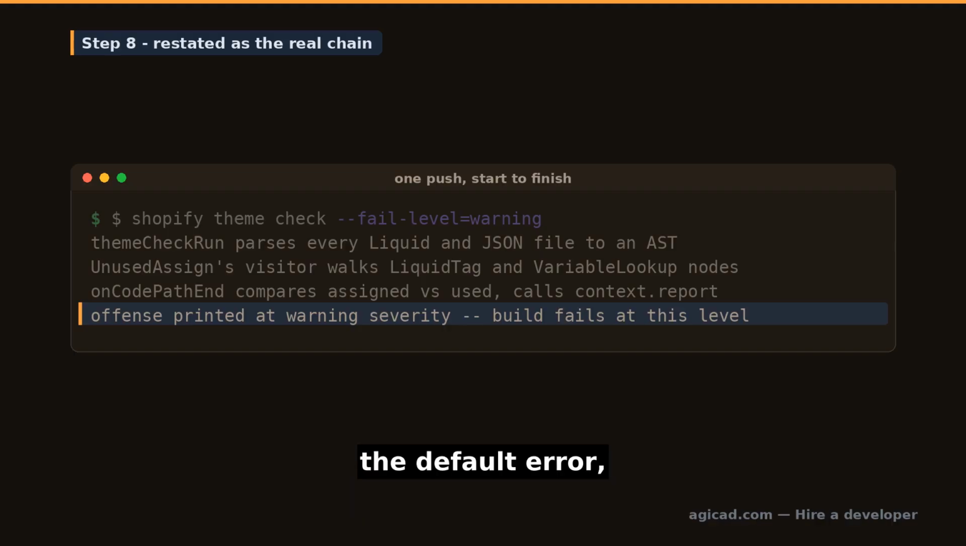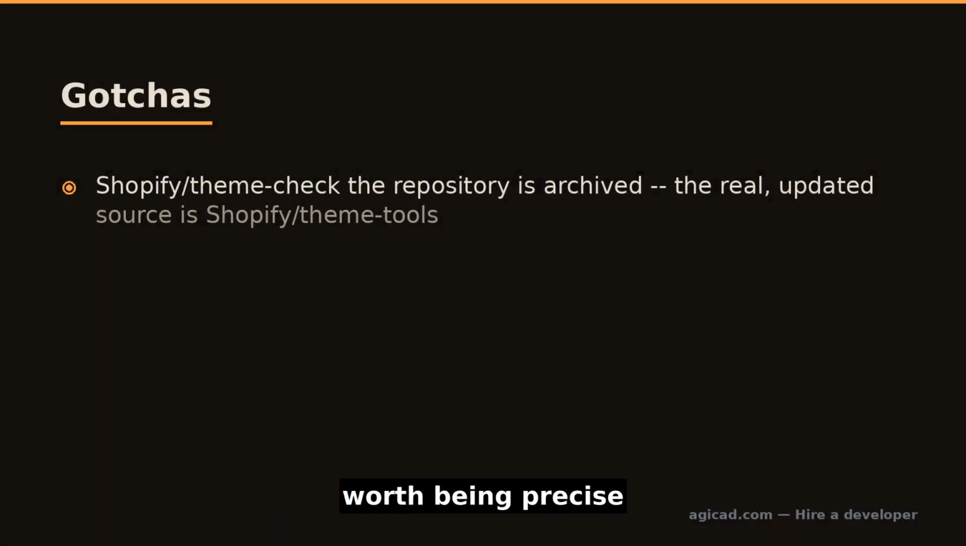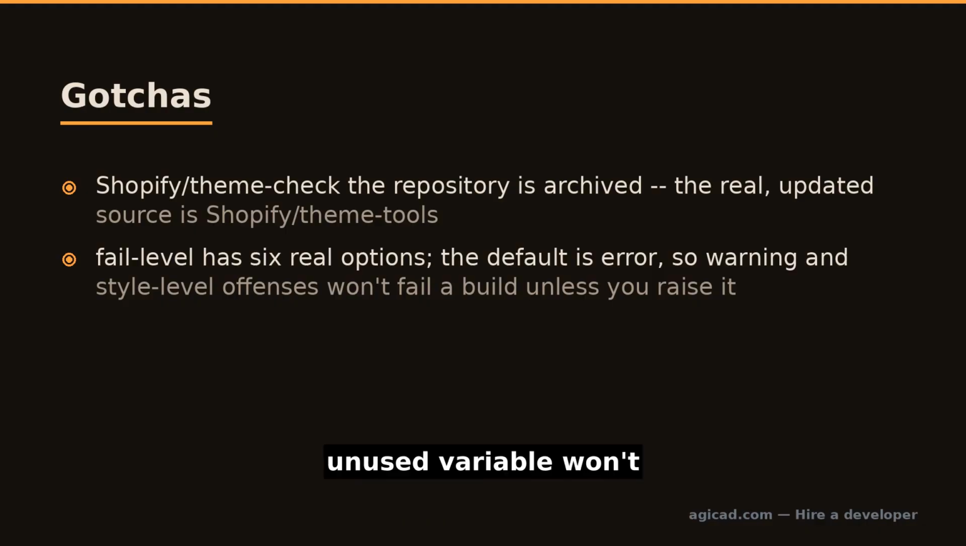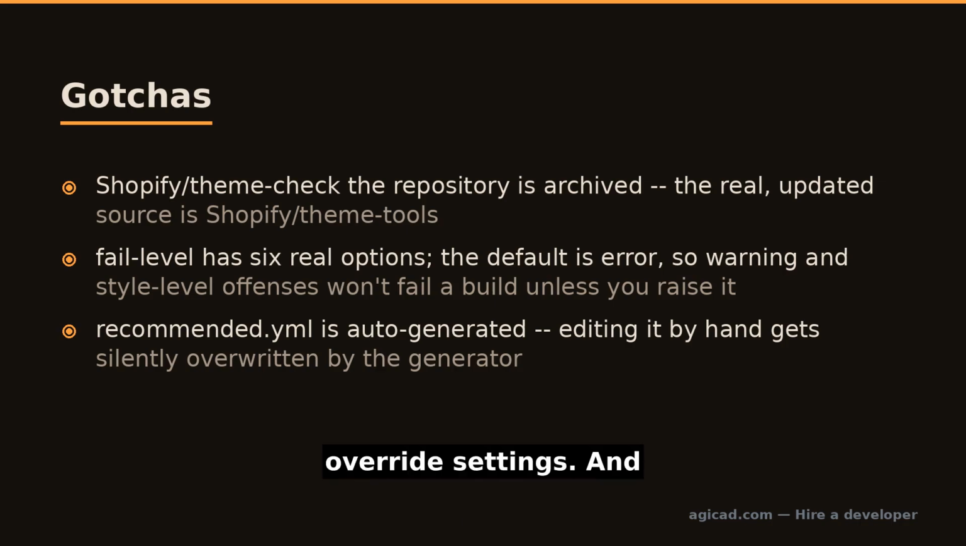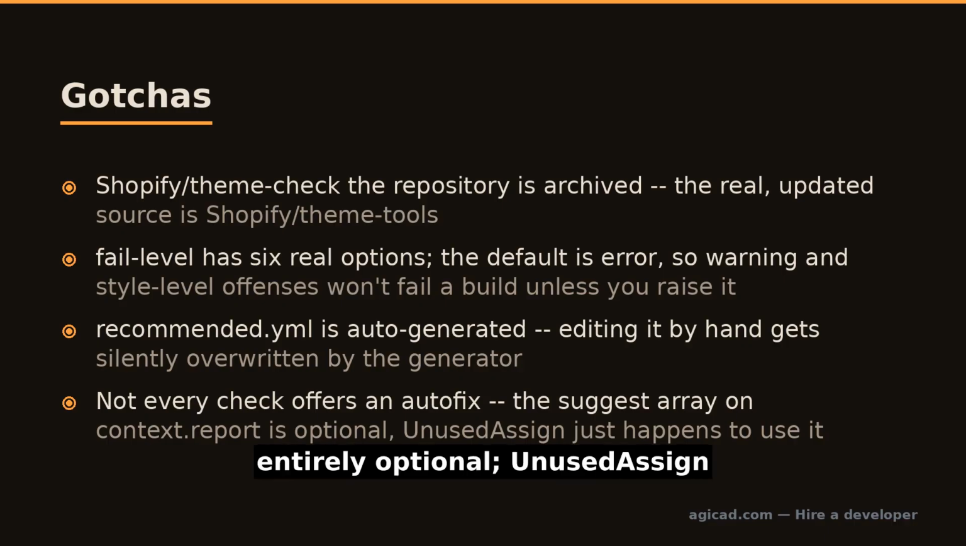A few things worth being precise about. If you go looking for ThemeCheck source and land on Shopify/theme-check, that repository is archived. The real, actively updated code is one directory inside Shopify/theme-tools. The fail-level flag has 6 real options, and its default is error, so warning and style level offenses like an unused variable won't fail your build unless you deliberately raise the threshold. Recommended.yml is auto-generated by a script, so hand-editing it doesn't stick. Your .theme-check.yml file is the actual place to override settings. And not every check offers an autofix. The suggest array on context.report is entirely optional, and UnusedAssign happens to use it, but plenty of checks only report, they never propose a fix.